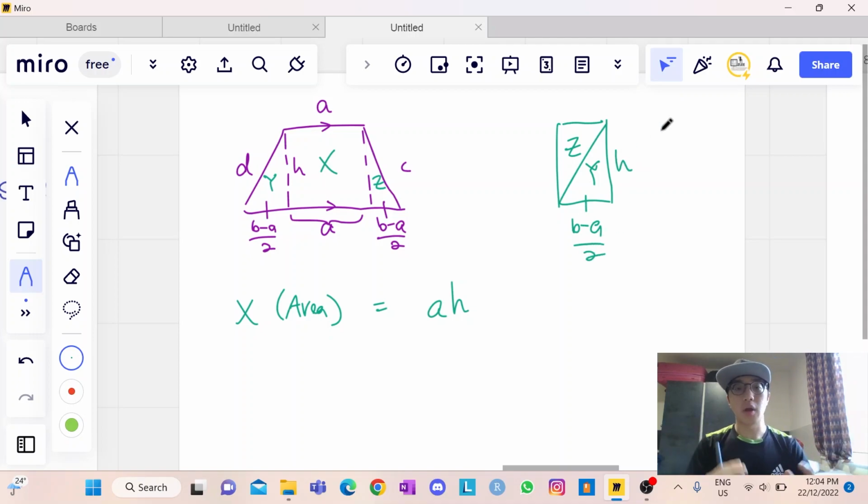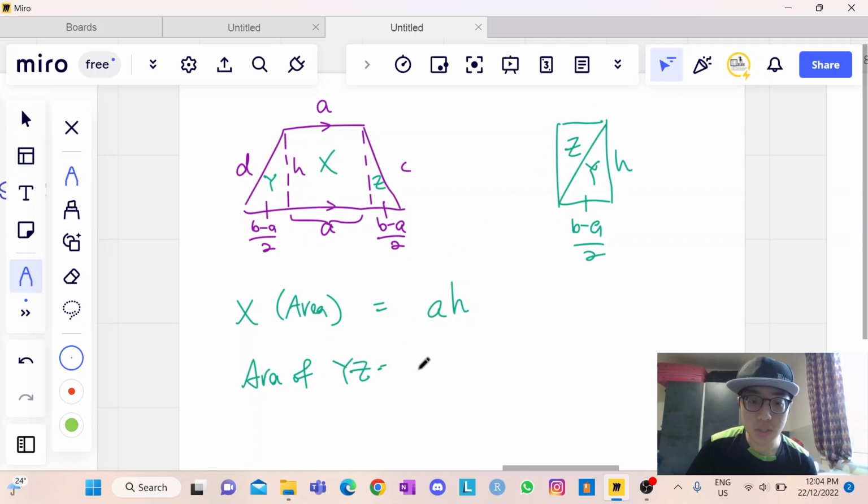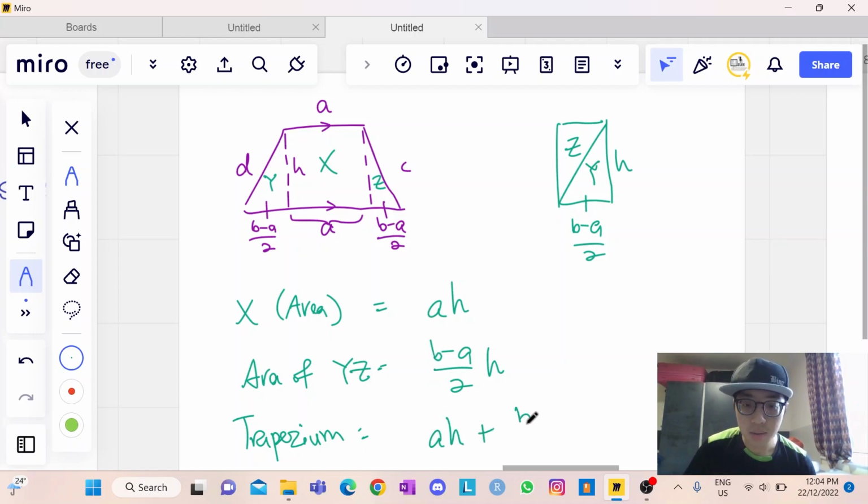So these two triangles became a rectangle. If you cancel this part and bring it up here, it's basically a rectangle. So the area of YZ, this rectangle, is just base times height: (B minus A) divided by 2 multiplied by H. So a trapezium is a combination of both. Because it's a compound shape, it equals AH plus (B minus A) divided by 2 times H.